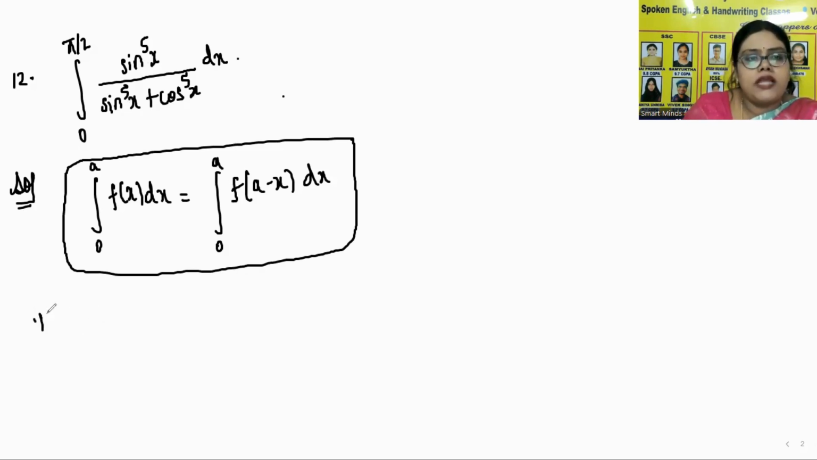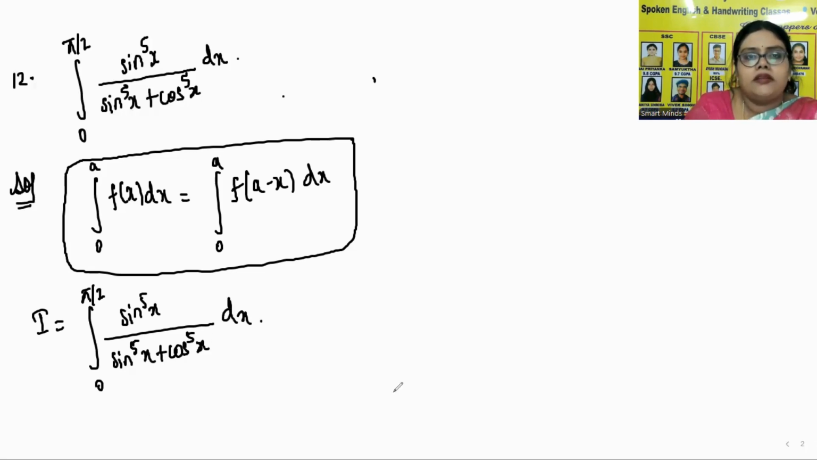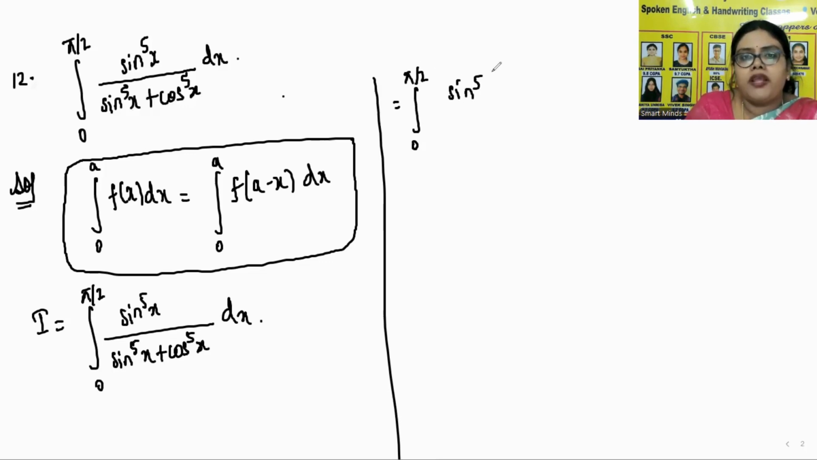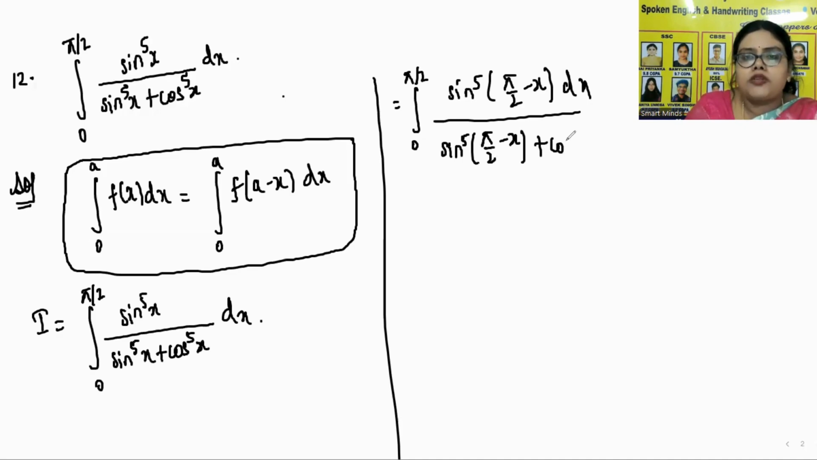So over here, what is I? I is the given integral 0 to pi by 2 sine power 5x by sine power 5x plus cos power 5x dx. Now this can be written as, over here we are applying the property. In the place of a we have pi by 2. So integral 0 to pi by 2 sine power 5 into pi by 2 minus x dx by sine power 5 into pi by 2 minus x plus cos power 5 into pi by 2 minus x.